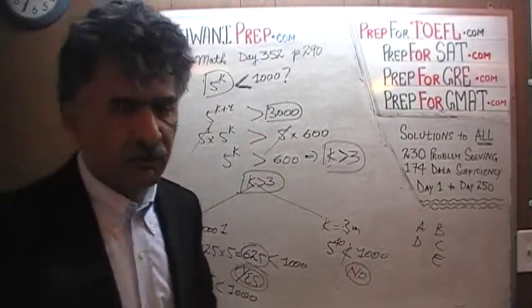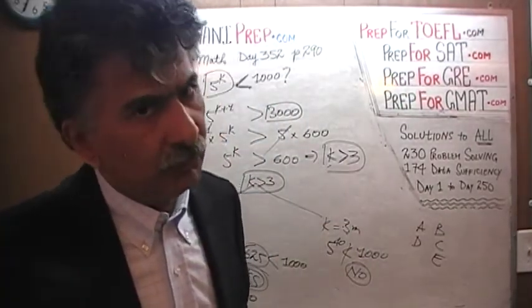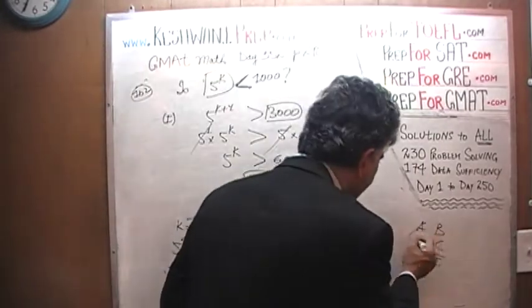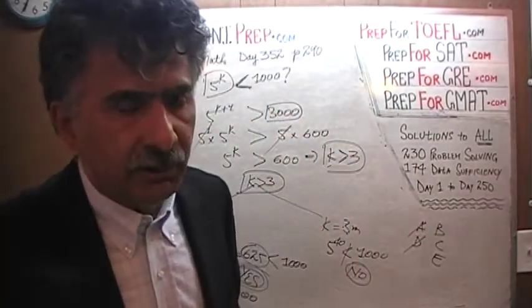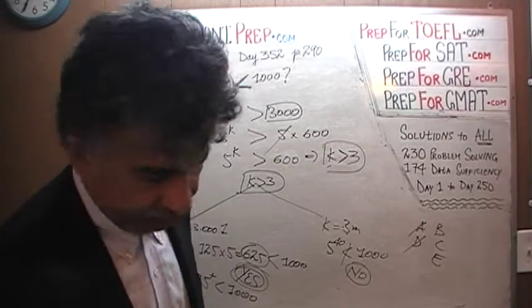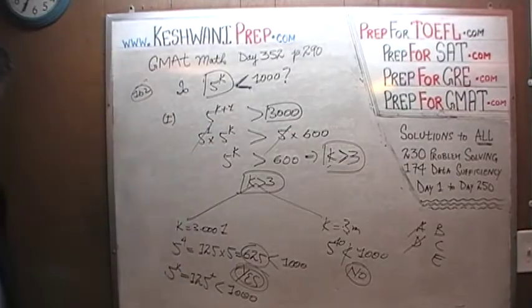A, D, B, C, E. Now that we established that the first statement by itself is no good, we know that the answer cannot be A or D. The answer would have to be either B, C, or E. Let's look at the second statement.